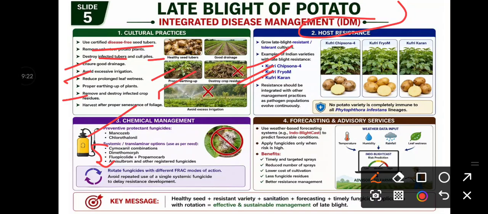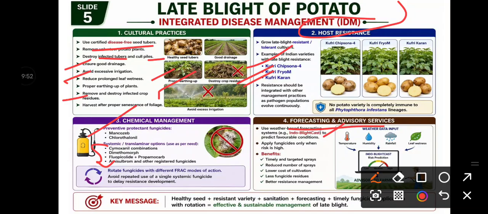So it adapts to the situation more likely. So rotate the fungicide with different FRAC modes so that it will delay the resistance development. Then forecasting advisory service, to predict the favorable condition. For Indian conditions, we use this Indo-BlightCast system to predict the favorable condition.